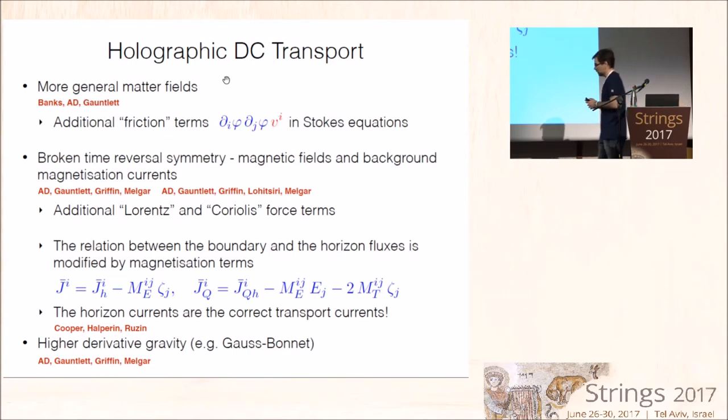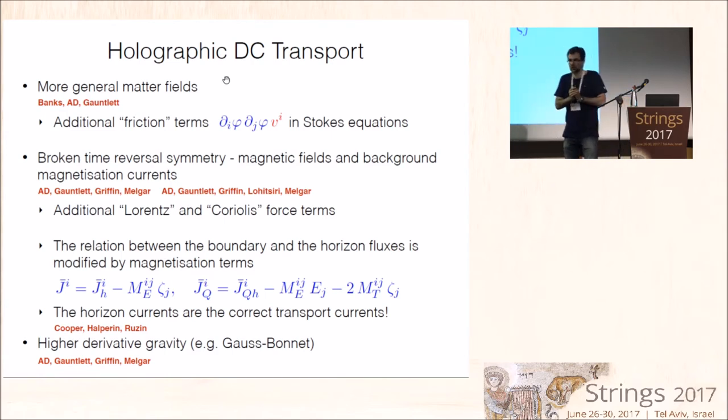And if you have inhomogeneity, the combination of magnetic fields with inhomogeneity on the background is going to produce some exotic magnetization currents. So now the background itself is going to have little circulating currents inside those periods, and they are certainly going to affect the Stokes flow equations on the horizon by the introduction of the analogs of the Lorentz force and the Coriolis force. So this is one ingredient, what happens on the horizon, and there is also a modification between the relation of the currents on the horizon and the currents on the boundary. Right? So it depends on the details of how I'm playing this game.